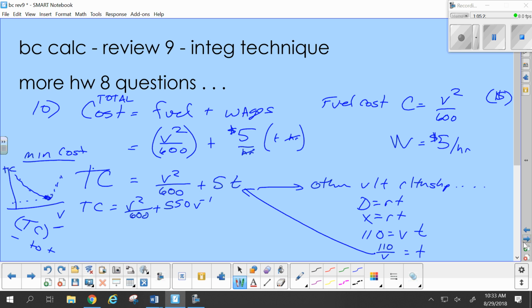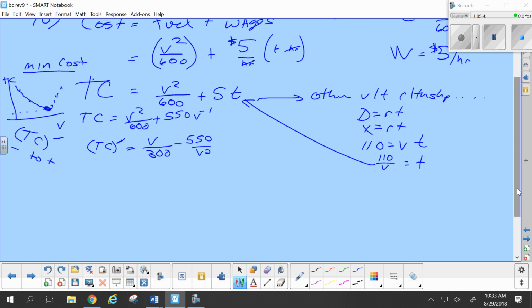So take the derivative. What is TC prime, or whatever you want to call it? If you use different notation, that's fine. What's total cost prime? V over 300, minus 550 divided by V squared. Do we all agree with that derivative? I want to find critical numbers, so combining over a common denominator I have 300 V squared, and the numerator would be V cubed minus 550 times 300.